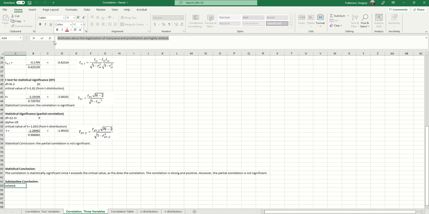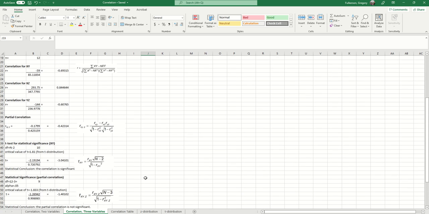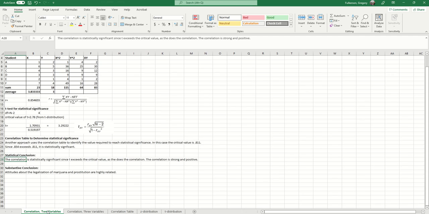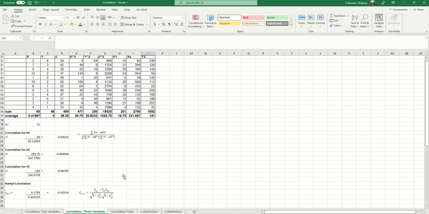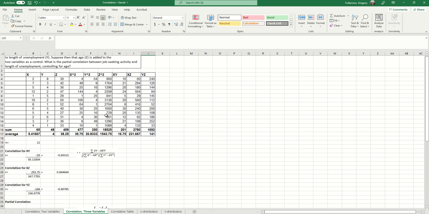So the substantive conclusion is that job-seeking behavior does influence length of unemployment, but not when we control for age. So that's how we do that. All right, so those are some useful pieces of information in terms of calculating correlations, partial correlations, and also examining statistical significance. Thank you.